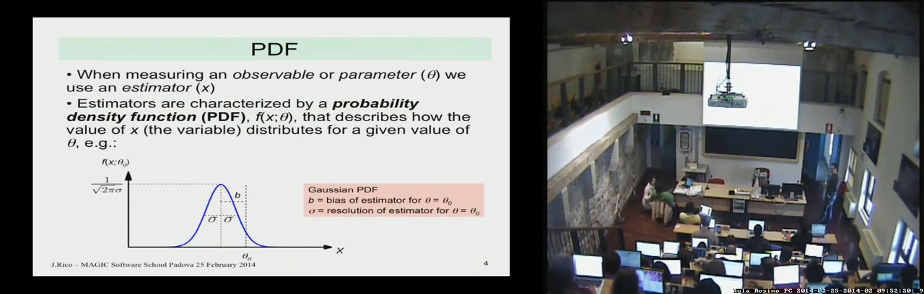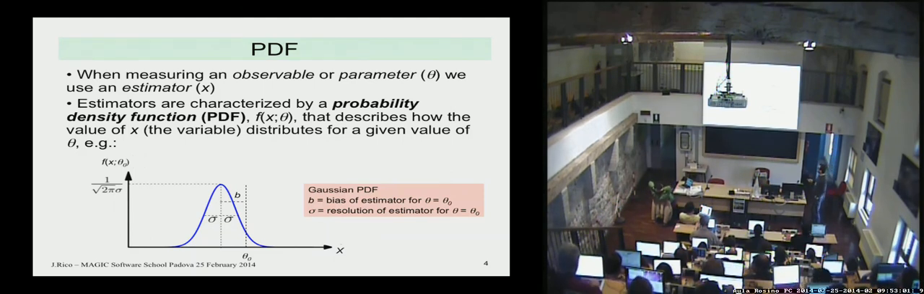So the PDF. What is a PDF? PDF stands for probability density function. It's the function that tells us, when we are measuring an observable or a parameter, for example the energy of an event, that we would call theta, we have access to this parameter through an estimator that we will call x. Now the estimator is characterized by a probability density function, PDF, that I will call f of x and theta, and that function describes how the value of x distributes for a given value of theta.